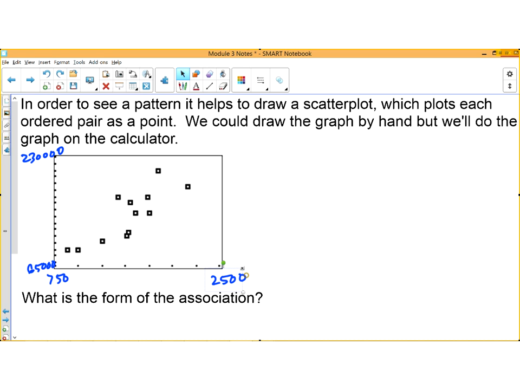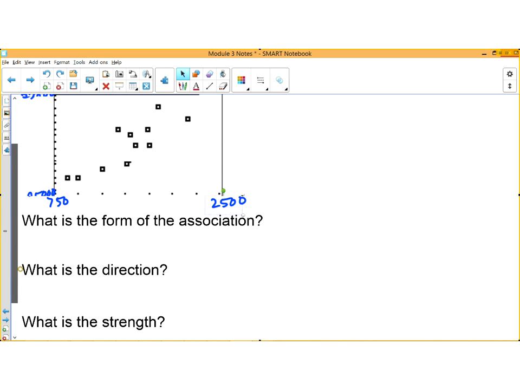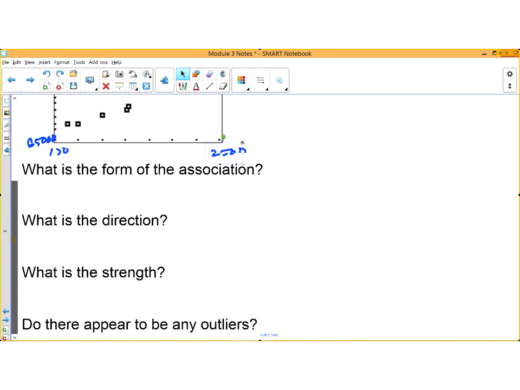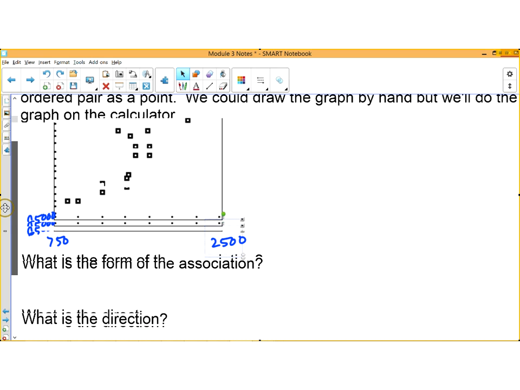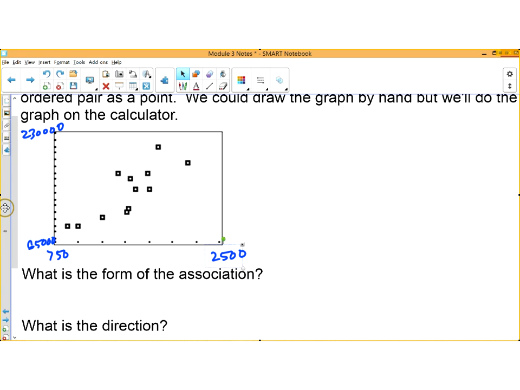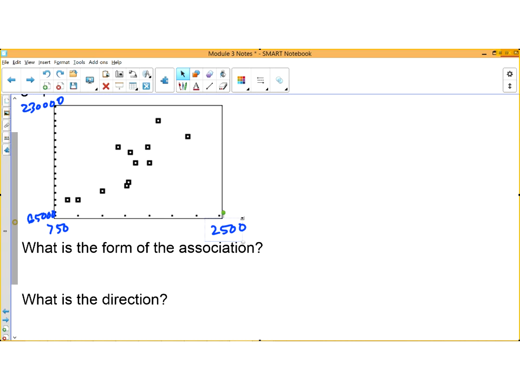All right. So just like we did with single variable data, we had some things we looked at about the distribution. We looked at the shape, the center, the spread, and the outliers. With two variable data, we did the same thing, only there's slightly different what we look at. We look at the form, the direction, the strength, and we look at outliers. So shape, center, spread, and outliers for single variable data, form, direction, strength, and outliers for two variable data.